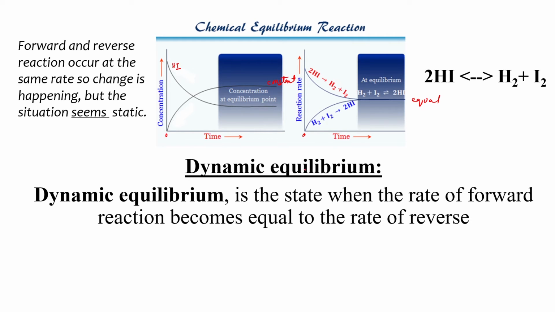Now, the definition of dynamic equilibrium is that it is the state when the rate of the forward reaction becomes equal to the rate of the reverse reaction. You need to remember here that we are talking about the rate. So the rates of the forward and reverse reactions become equal. But if we want to know about the concentration, then the concentrations of the reactant and product will become constant.